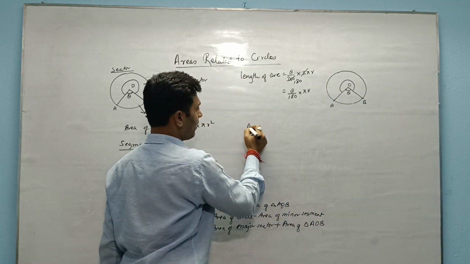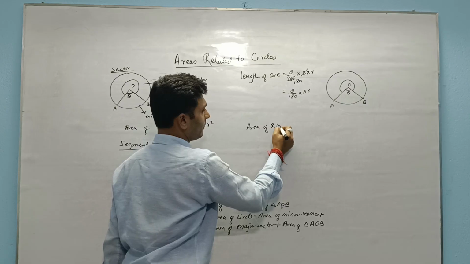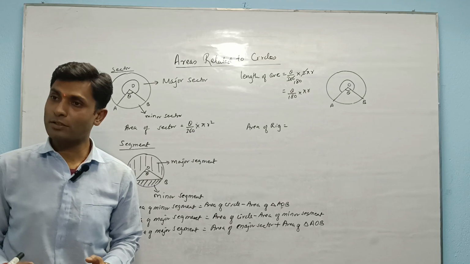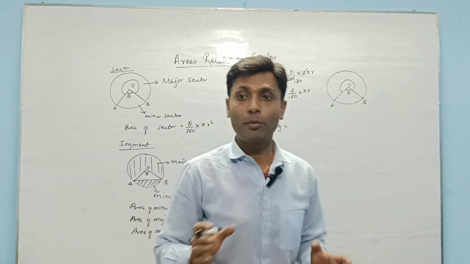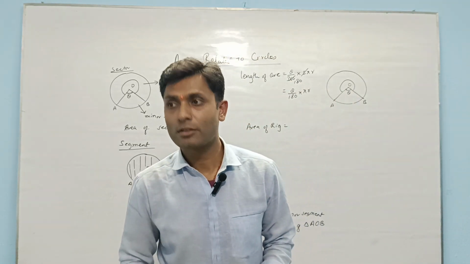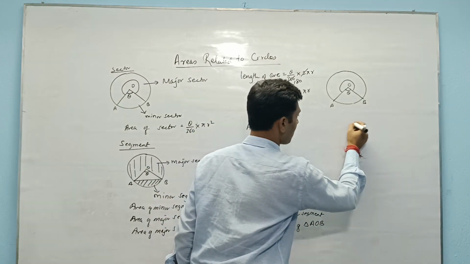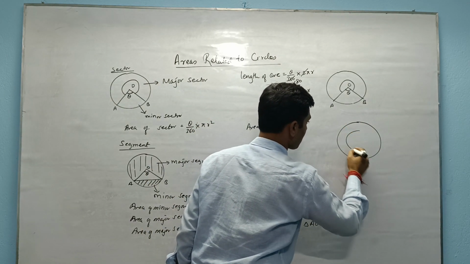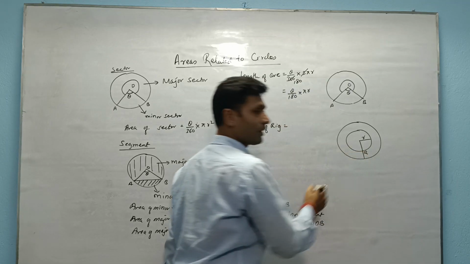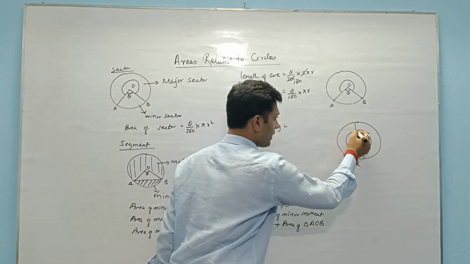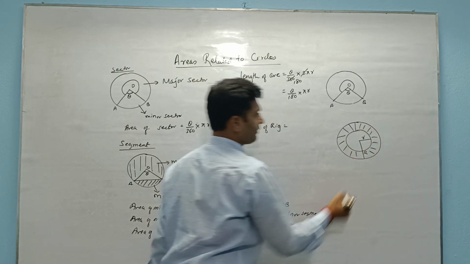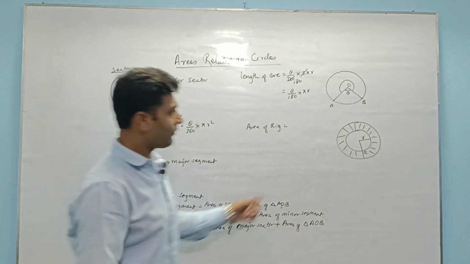Then comes area of ring. What is ring? When you have two concentric circles. Concentric circle means circles having the common center. Let me draw this. These are two circles having radius small r and capital R. The area between these two circles is called what? Ring. So how can we find the area of this ring?